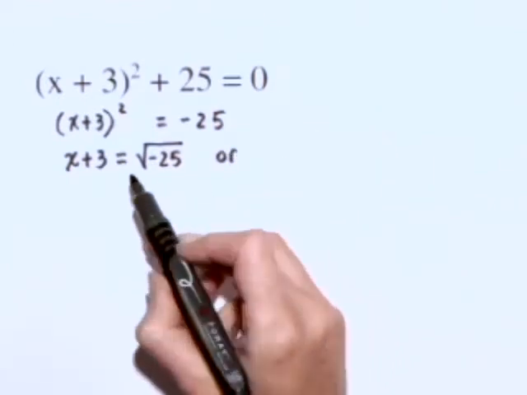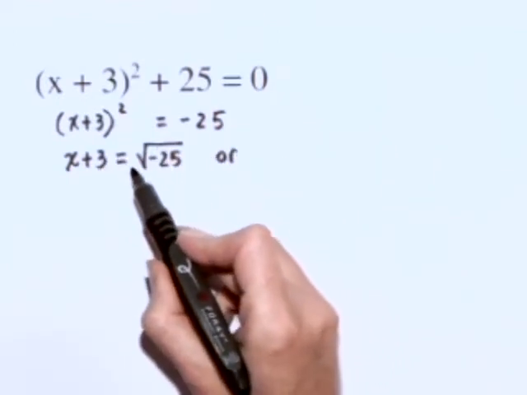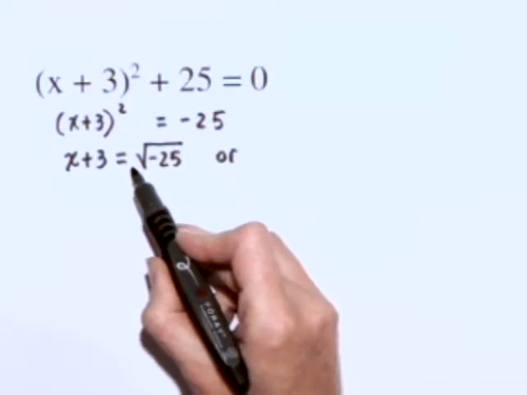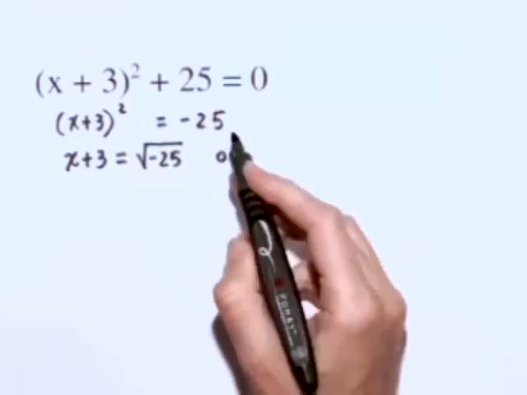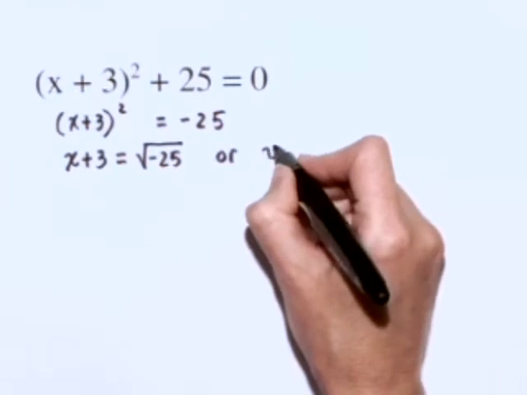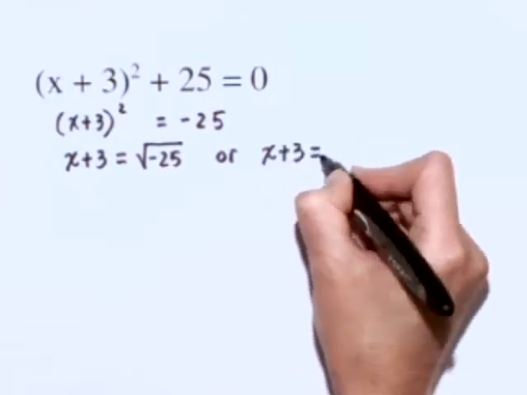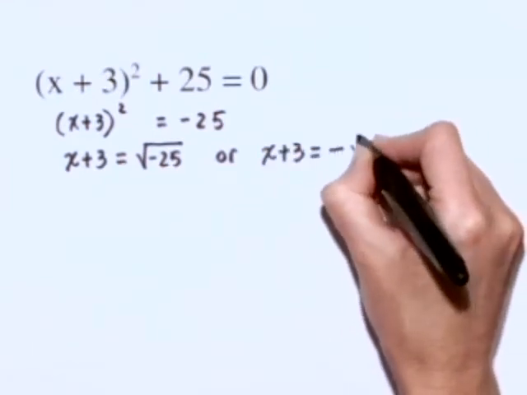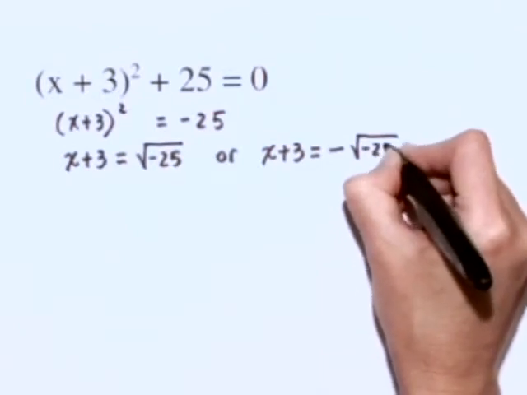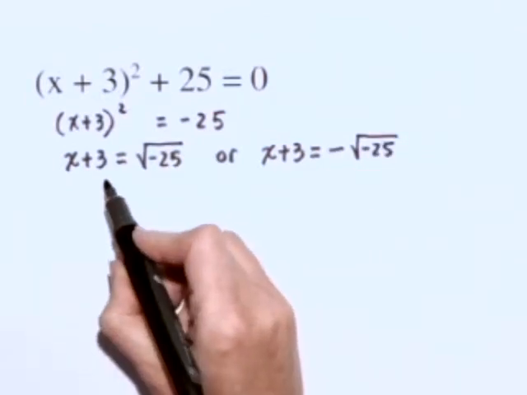Remember, when you apply the square root property, you want to take the positive and the negative square root of the right-hand side. So our second equation will be x plus 3 is equal to minus the square root of negative 25. Let's go back to the first equation.